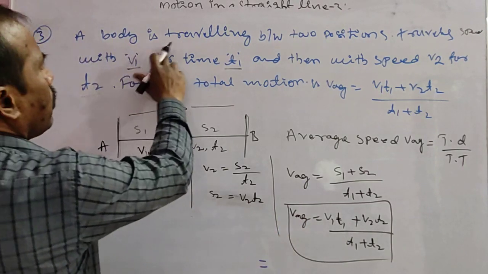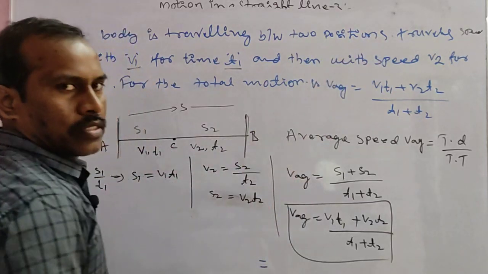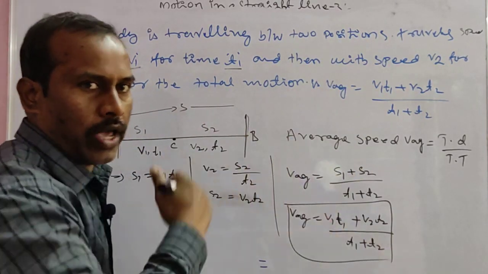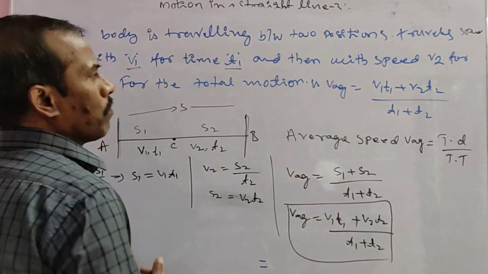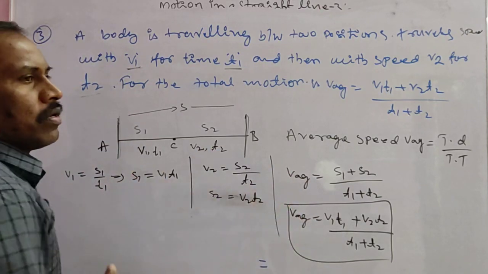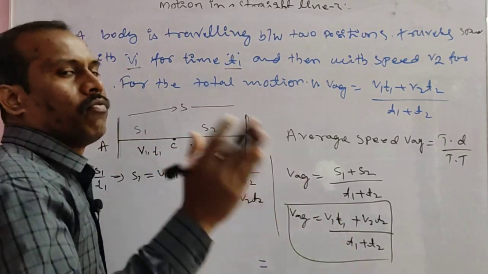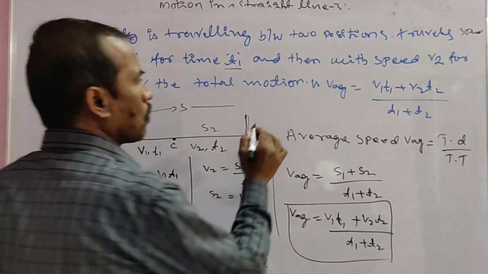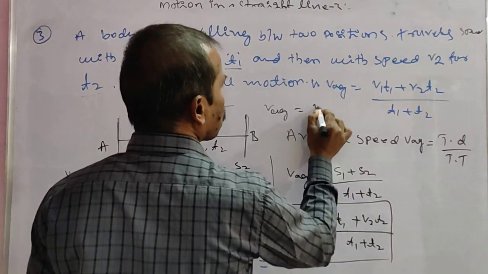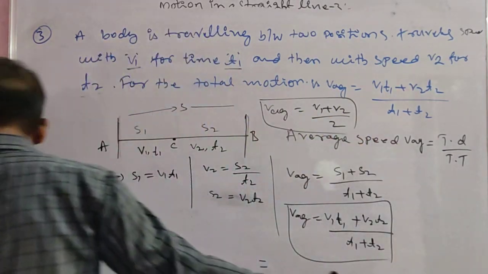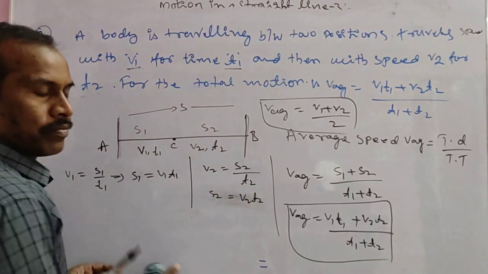The body is traveling between two positions. The first half of the time it moves with speed v1, and the second half of the time with speed v2. Then the average velocity is equal to (v1 + v2)/2. First of all, note this one.